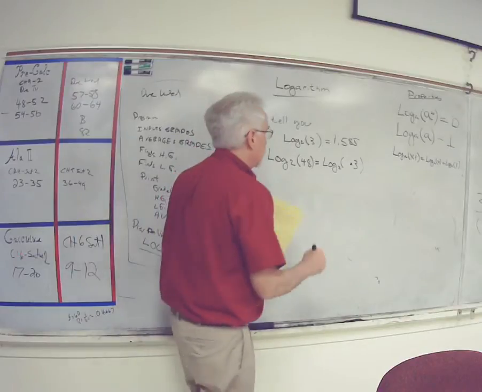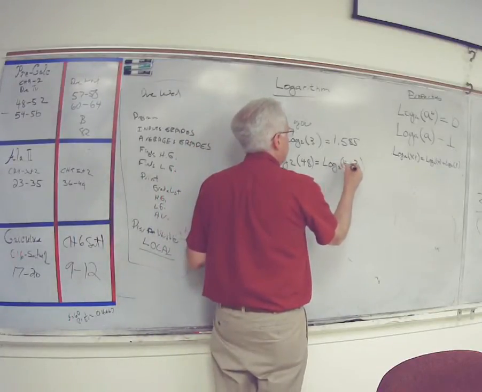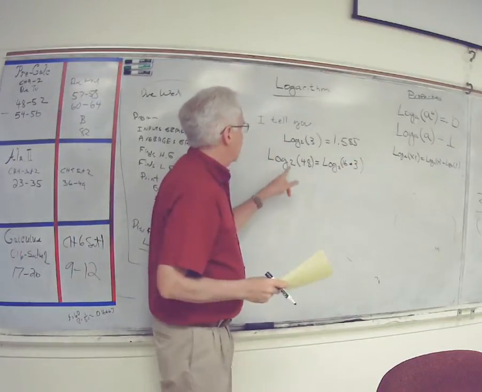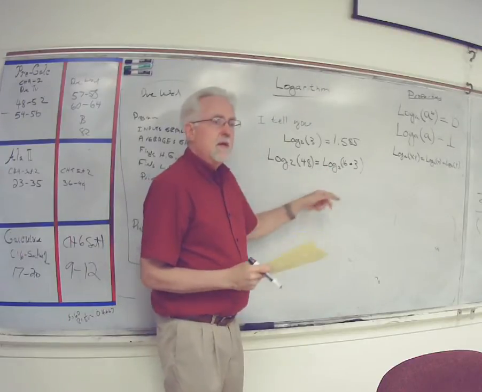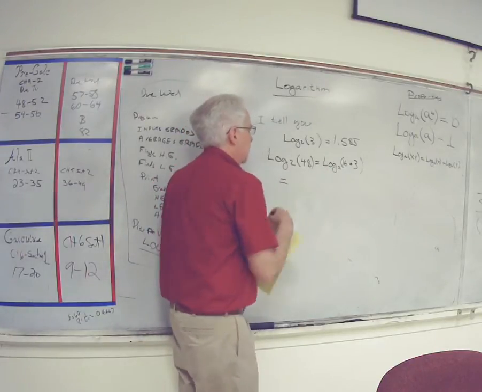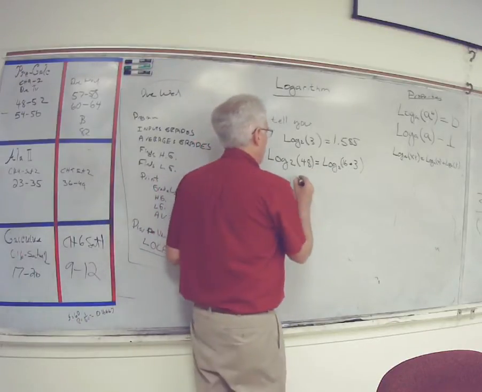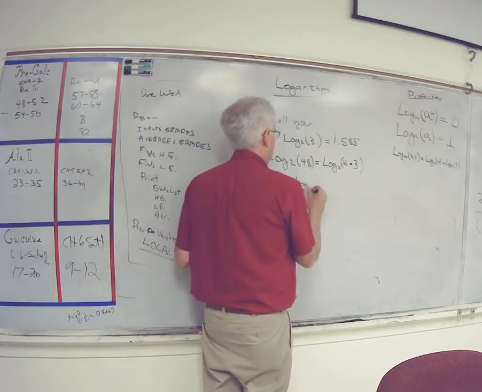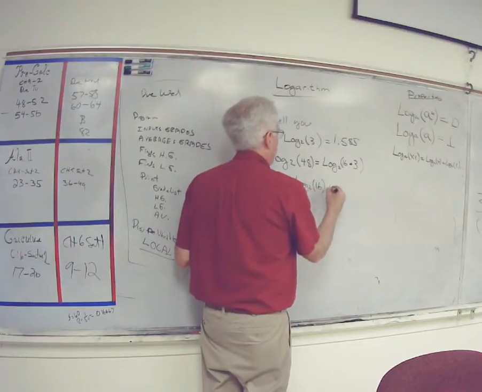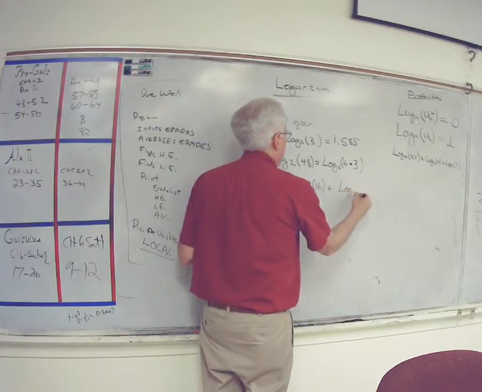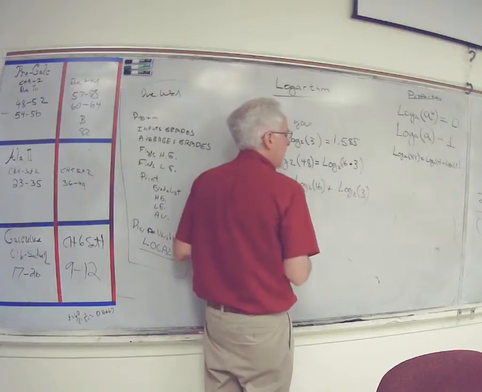16, did you say? Okay, 16. Now, Josie, you agree with that? Now I could say, what could I do now, Josie? What could I do with this term? Log 2 of 16 plus log 2 of 3. Okay, tell me why you're happy, Josie.